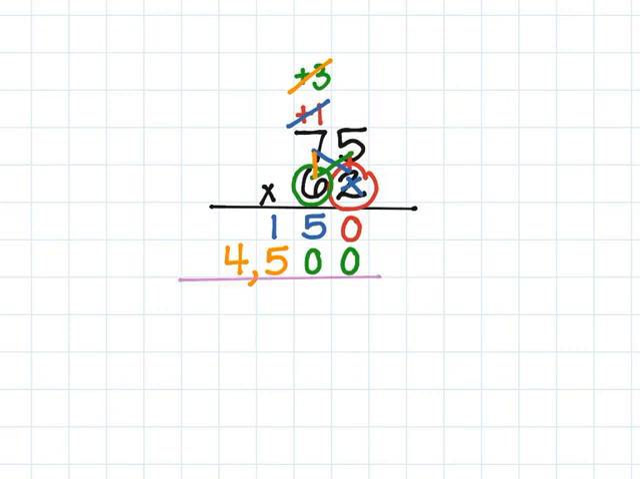So I'm going to draw an answer bar and put my plus sign. I'm going to start adding at my ones place. 0 plus 0 is 0. 5 plus 0 is 5. 1 plus 5 is 6. And 4 plus nothing is just 4. So that gives me a final answer of 4,650. So the answer to 75 times 62 is 4,650.